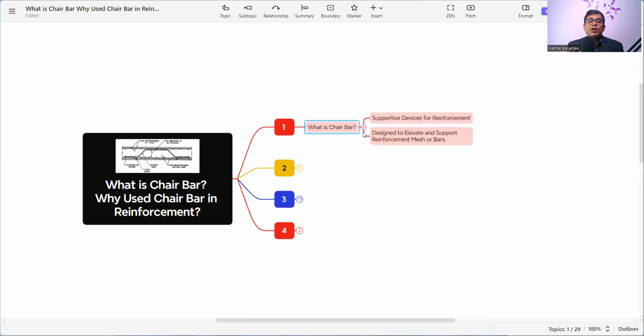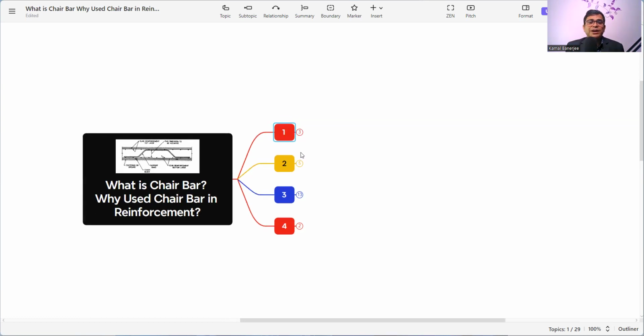In definition, it is called a supportive device for reinforcement, designed to elevate and support reinforcement mesh or the bars. So it is a supportive device. But without this supportive device, we cannot concrete or we cannot place the bar in the double reinforcement. So this is what the chair bar is.